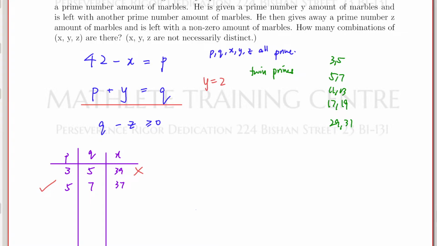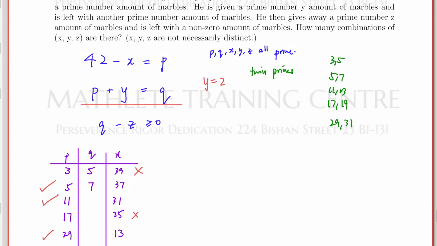Then same thing, we can do the rest. If P is 11, X is 31. Okay, no problem. If P is 17, X is 42 minus 17, which is 25. This is not what we want. And finally, if P is equal to 29, then X is equal to 42 minus 29, which is 13. Yes, this is what we want as well.